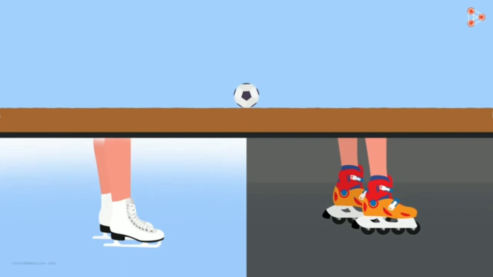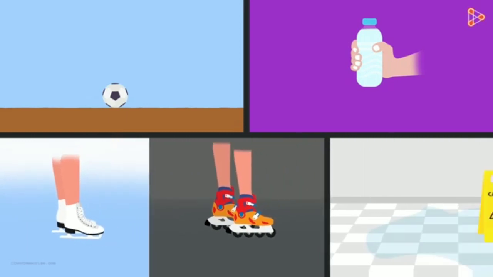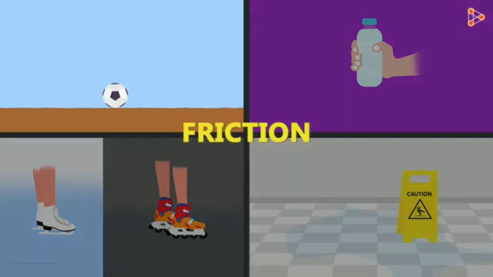Definitely yours. When you hold a bottle in your hand, why doesn't it just slip through and fall? Sometimes when you're walking around in a mall, do you remember seeing a caution sign to warn you about the floor being wet? What explains all this? The answer is friction.